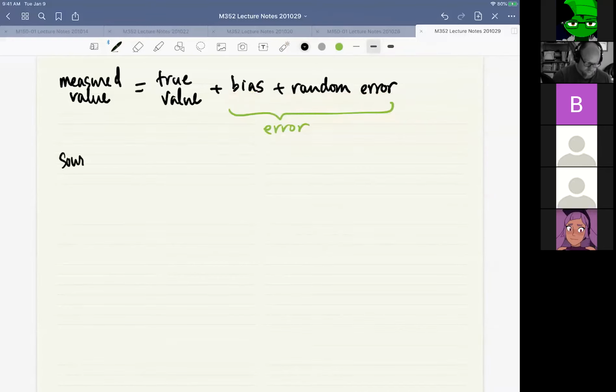So let's talk about sources of natural random error. Oh no, let's say just randomness. Because if I can identify natural sources of randomness, maybe I can protect my measurement process from them. So can anybody share one natural source of randomness? Anybody know of one?